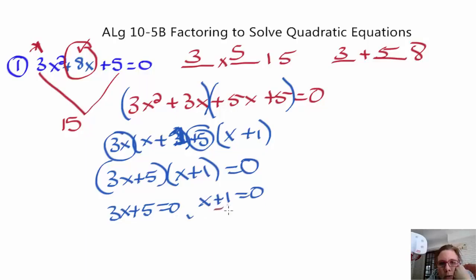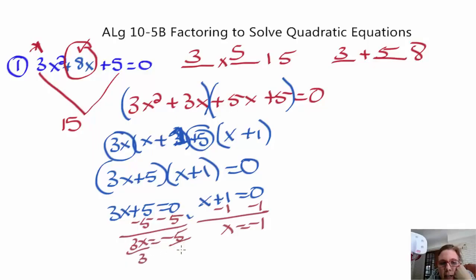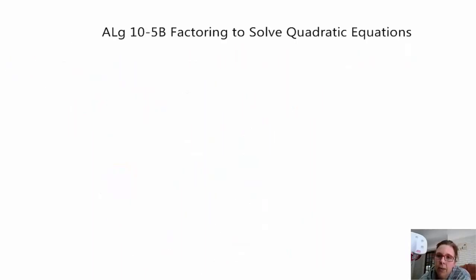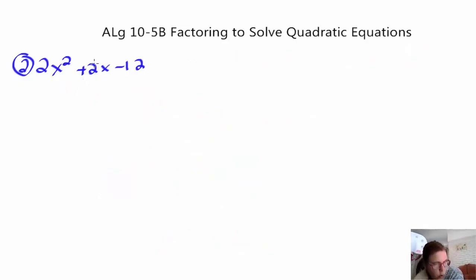Okay, so we subtract 1. So x equals -1. We subtract 5. 3x equals -5. Divide by 3. So x equals -5/3 and -1. Those are your two answers. So this one, it takes quite a bit to get down to where we are just setting them equal to 0. Okay, we'll do a few more examples. I'll do one more of these longer examples, and then we'll do a shorter one.